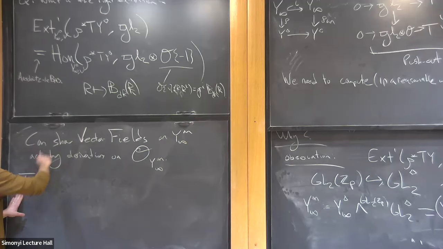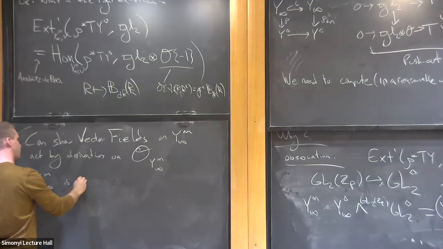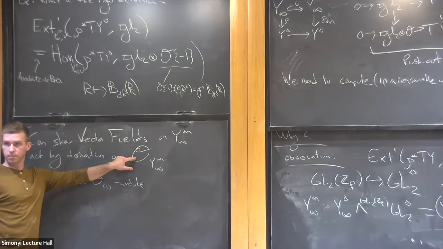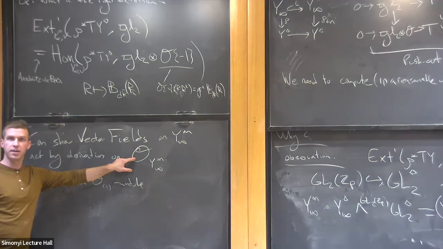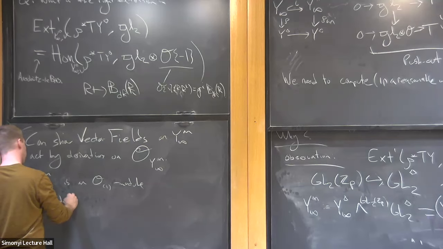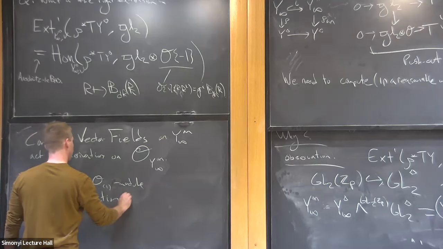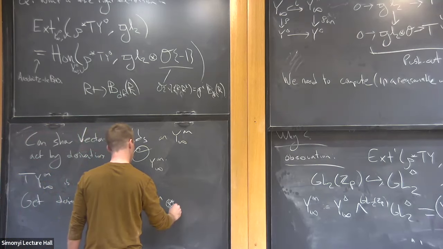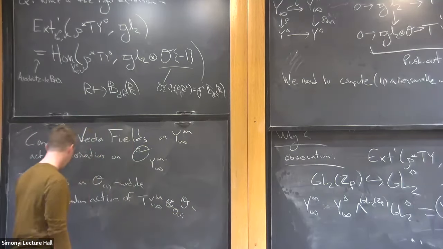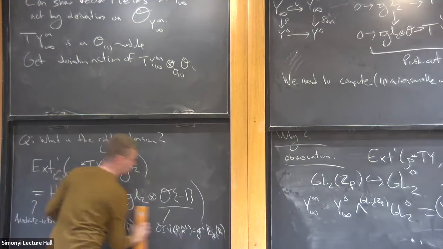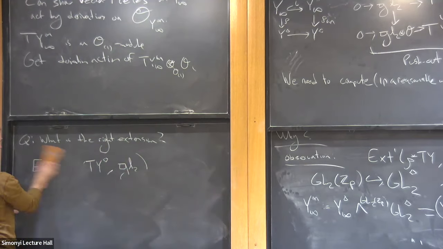These vector fields are sections of this tangent bundle, which is an O1 module, whereas this is an O module. What you expect, and what you can show is true, is that this derivation action is not just of T1 infinity N, but factors through the tensor product. So you get a derivation action of T1 infinity N tensor O of one. This gives you a nice way to think about a very important result of Lewis.